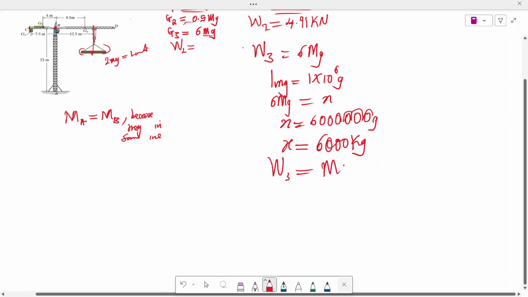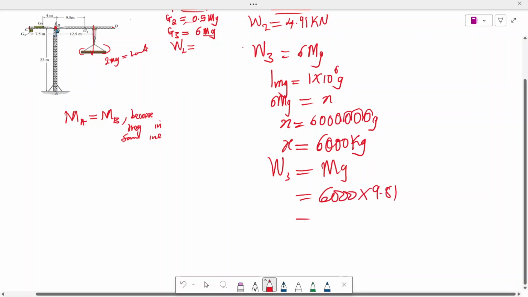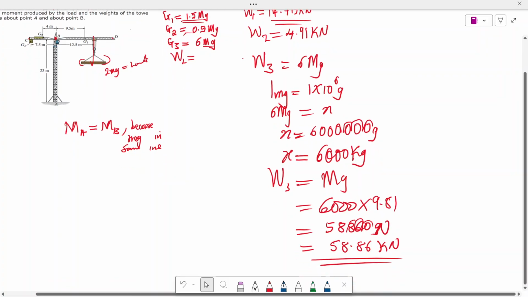Weight is equal to mg. It is equal to 600 times 9.81. It's going to give us 58860 Newton, which is going to be 58.86 kilonewton. So that's our weight 3.